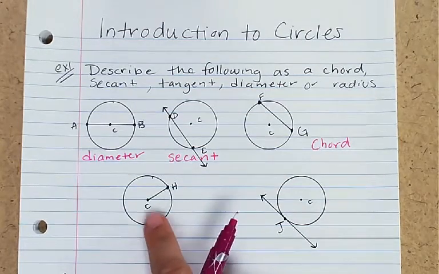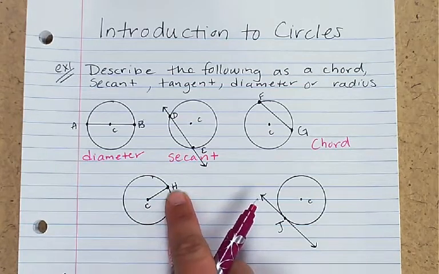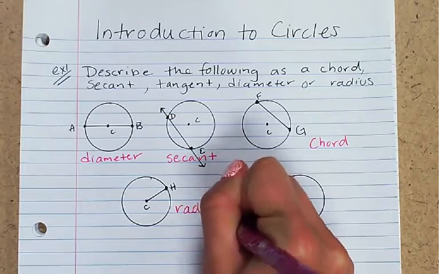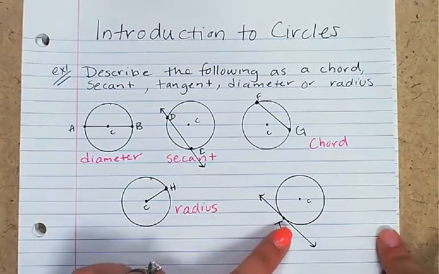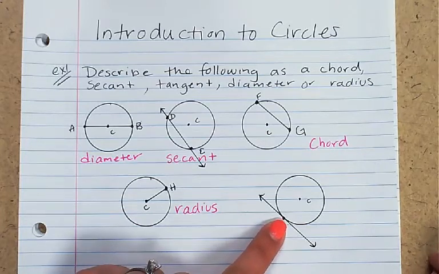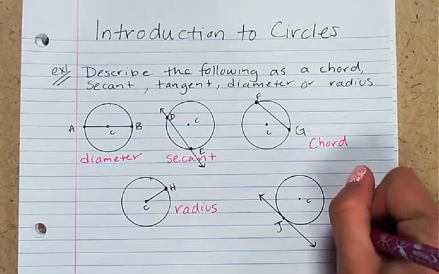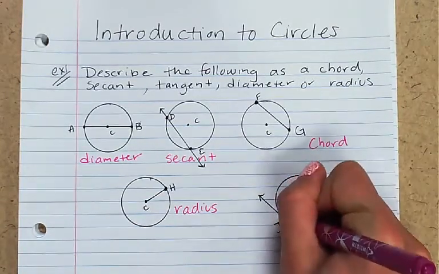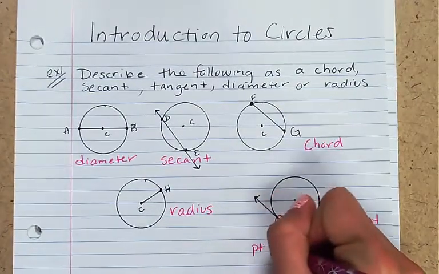This one here, we have a segment that starts at the center C and goes to the side of the circle. That's called the radius. And this last one here, we have a line again, but see how it only touches the circle on one spot? It only has one intersection point. That's called a tangent line. And point J here, where it is intersecting the circle, that's called the point of tangency.